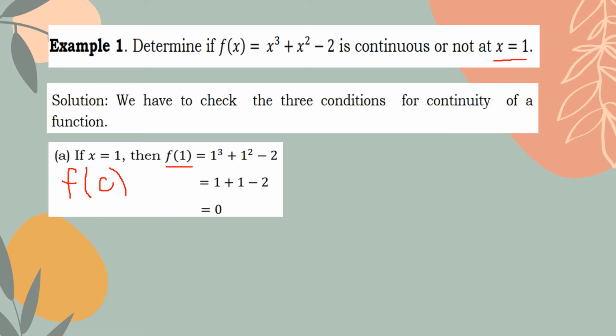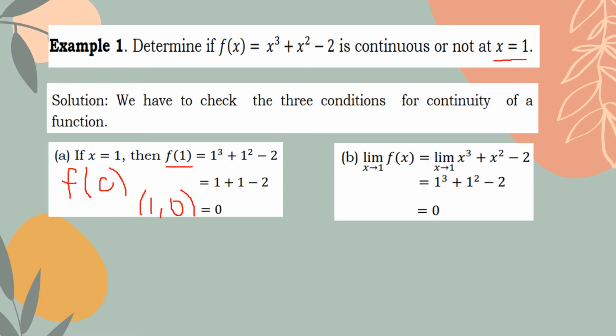Okay? That's the meaning of f of c. F of 1. It can change depending on what is given in the problem. And you have to substitute the value of 1 to the given function. So 1 cubed plus 1 squared minus 2. So 1 cubed is 1 plus 1 squared is 1 minus 2. Obviously, the answer is 0. Okay? So it exists. Meaning to say, if x is equal to 1, y is 0. So you have a certain value. So f of 1 exists.